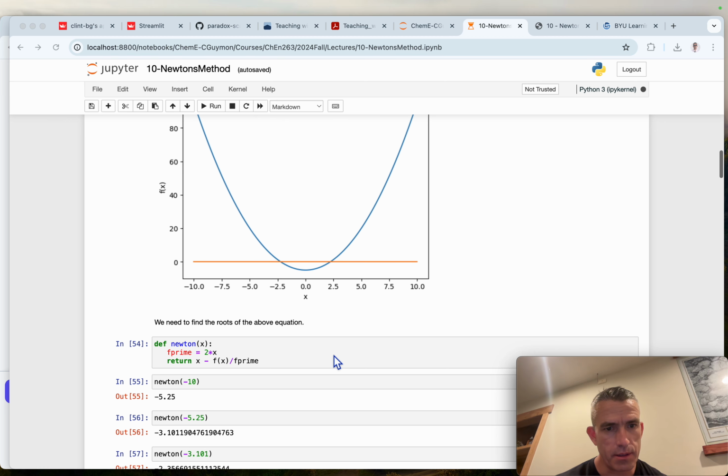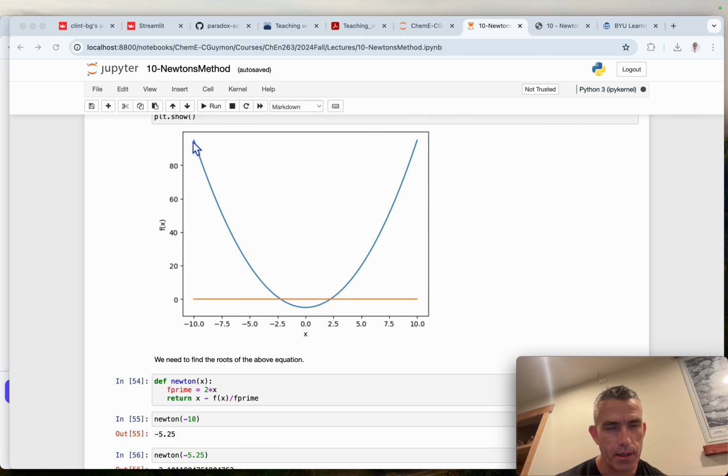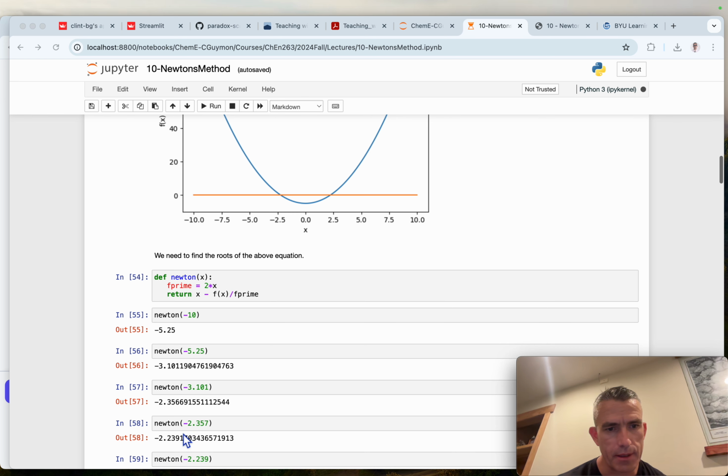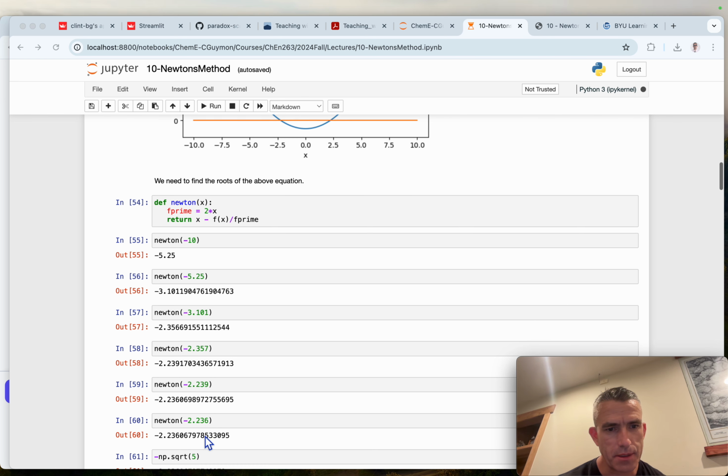So say we do this at a guess value way out here at 10 or minus 10, and we interpolate, or this is basically saying, if I draw a line with the slope, where does it run into 0? About 5.25 right there. So that's your new x value, and we plug that in again to Newton's function, and we estimate the slope and do the same thing, draw a straight line until it hits 0, and we get a new x. It's minus 3.1, and we keep doing that until it doesn't really change.